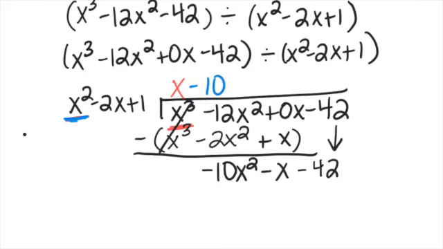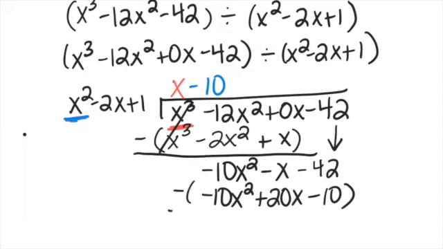Distribute. So negative 10 times x squared is going to be negative 10x squared. Negative 10 times negative 2x is going to be plus 20x. And negative 10 times negative 1 is going to be negative 10. So we're going to subtract there. So negative 10x squared minus negative 10x squared should cancel. We have negative x minus 20x, so that's going to give me negative 21x.